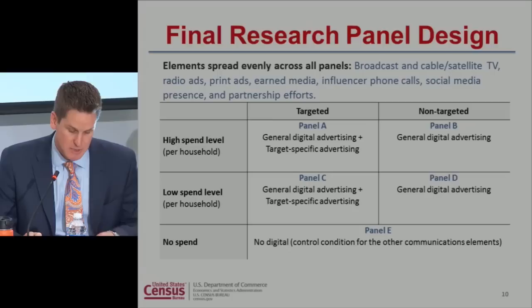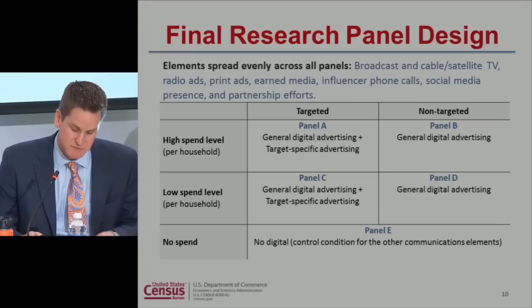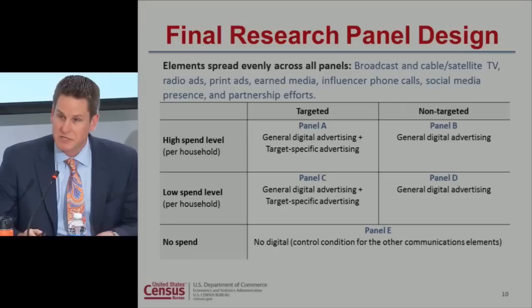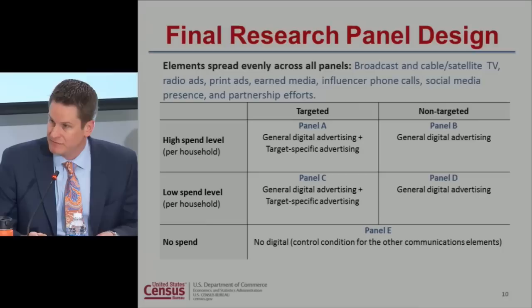If you look at the targeted column, panels A and C both will receive targeted advertising as well as general advertising, but at different spending levels. While panels B and D under non-targeted will only receive general digital advertising, also at different spending levels. All panels, which include panel E, will be exposed to all of the traditional outreach tactics that we've done in a census environment, which include television advertising, radio ads, earned media, phone calls by partners, social media, and partnership efforts.